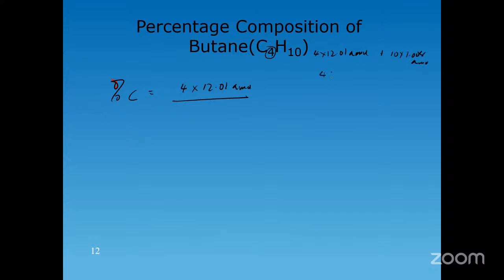So this will give 48.04 AMU plus 10.08 AMU. So when you add these two together, you're gonna get 58.12 AMU, all right? So that goes down here, 58.12 AMU. And then we do a similar calculation for the hydrogen. This will be 10 times 1.008 AMU divided by 58.12 AMU.